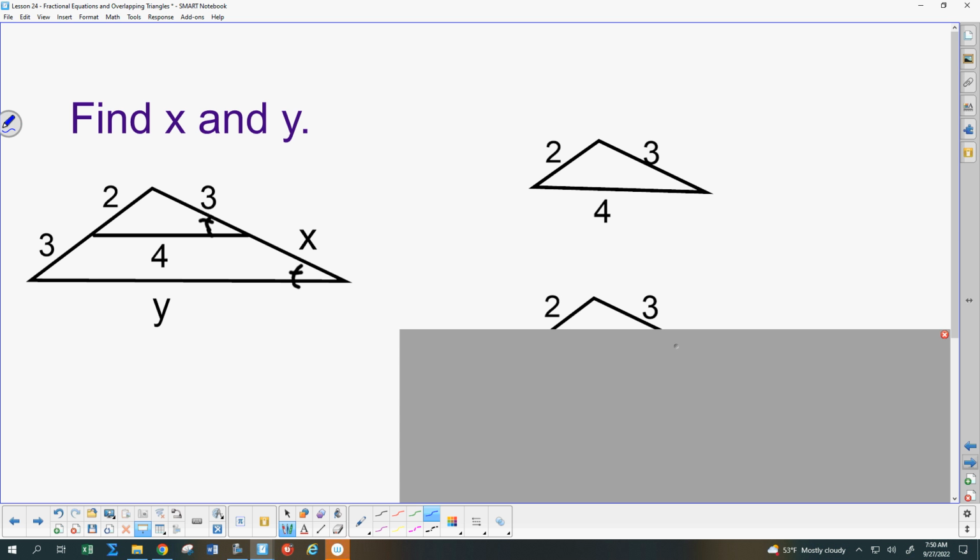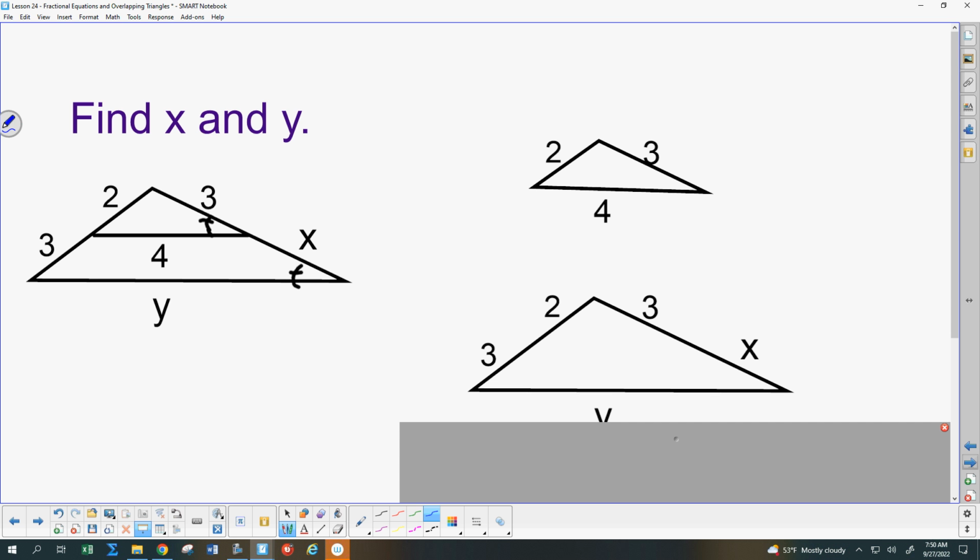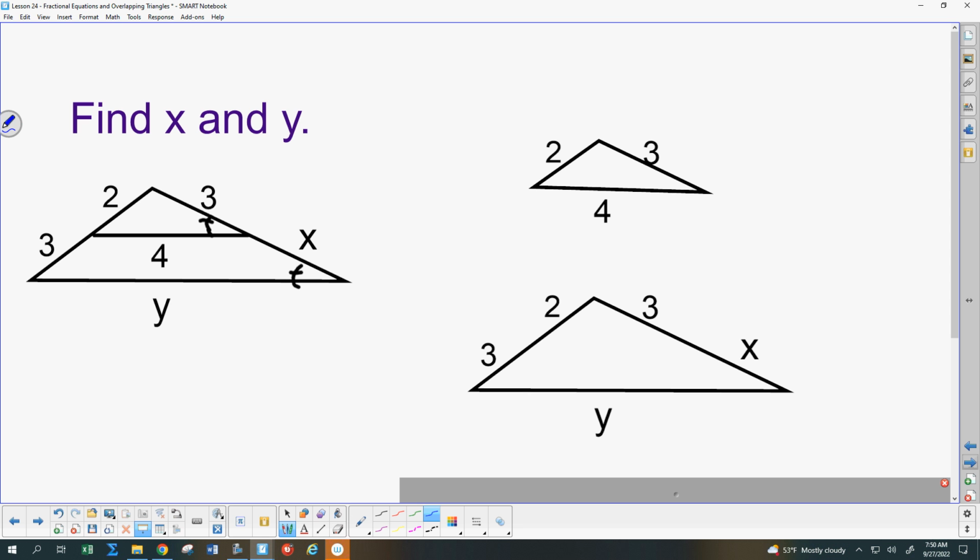If I draw the big triangle, I have to be a little bit careful because this side is 3 plus 2 or 5. This side is 3 plus x. And the bottom is y. Everybody see where that comes from?